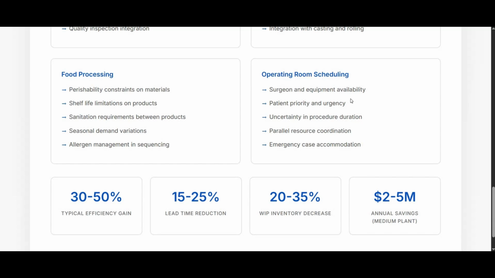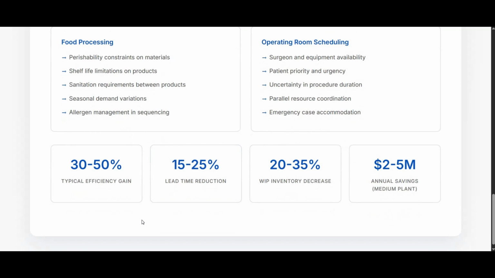And finally, operating room scheduling, a non-manufacturing but equally critical example. Hospitals have to manage surgeons, equipment, patient priorities, and emergency cases, and procedure durations are uncertain, and multiple resources need to align perfectly. Here, AI can make a huge difference by coordinating all these variables in real time.